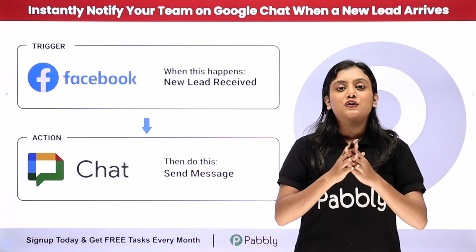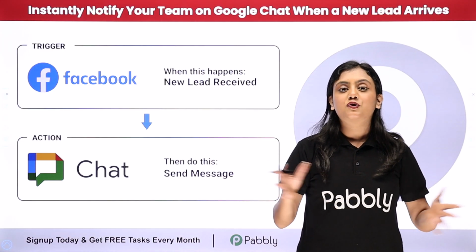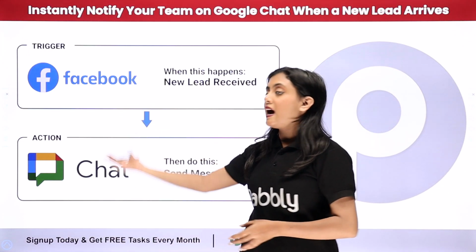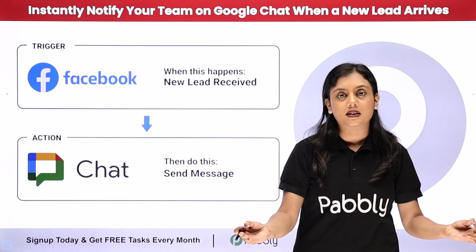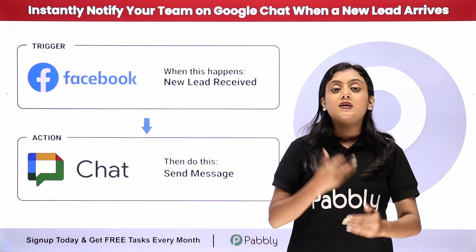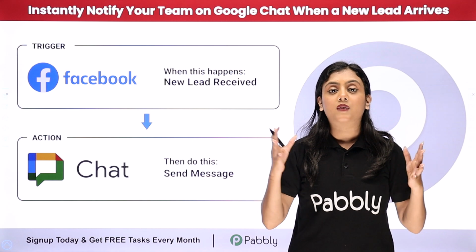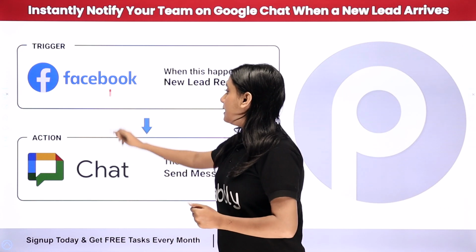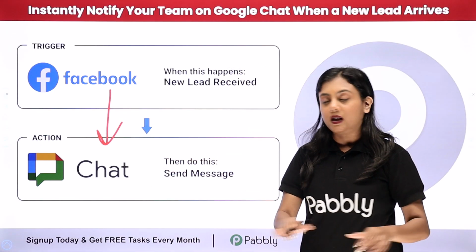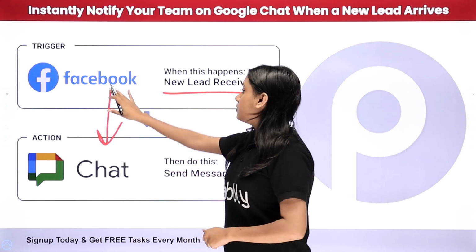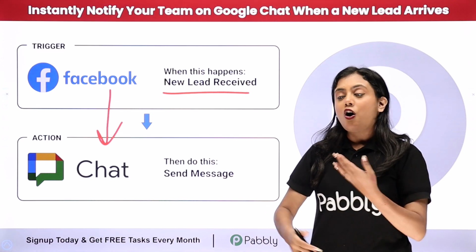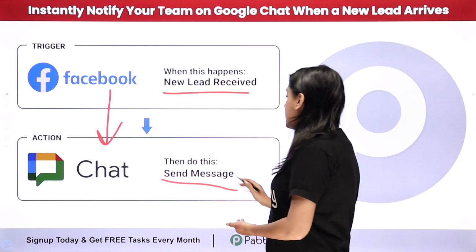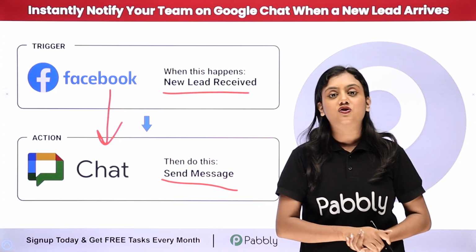Okay? So now I am an owner of a business and I promote my business using Facebook lead ads, and I receive multiple leads every single day. Now notifying about every single lead manually is a very time consuming part. So to solve the problem, I built a connection between Facebook lead ads and Google Chat in such a way that whenever a new lead is received through Facebook lead ads campaign, automatically towards my team, a notification is forwarded as a message on Google Chat space.